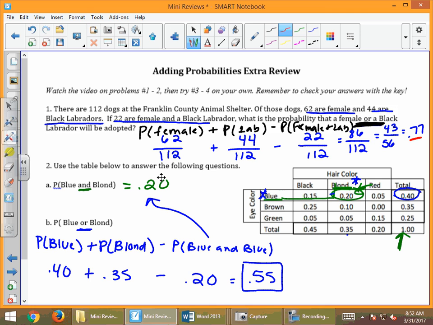So now you're going to try 3 and 4 on your own. They are just like 1 and 2. And when you're done, make sure you check your answers with the key. And if you need to, watch the video again.